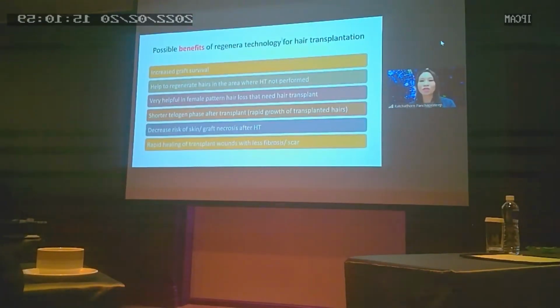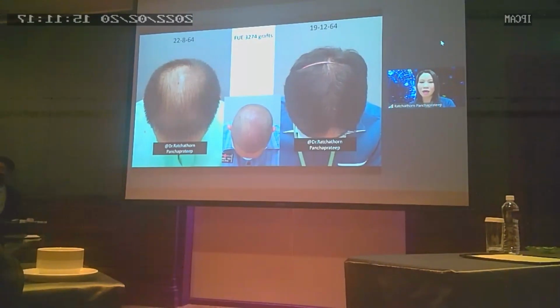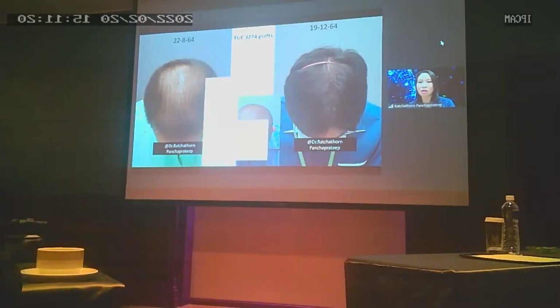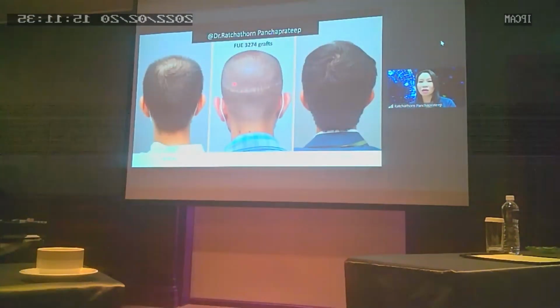So the possible benefits of regenerative technology for hair transplantation: first, to increase graft survival. The second is to help regenerate hair in areas where hair transplantation is not proven. This is a sample of a patient before and after hair transplantation in combination with the regenerative. You can see a lot of improvement. This is after 3,000 grafts, with a big change for the patient. This guy has had the FUT technique once many years ago, and I do the FUT technique again.